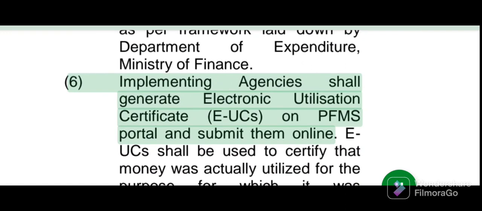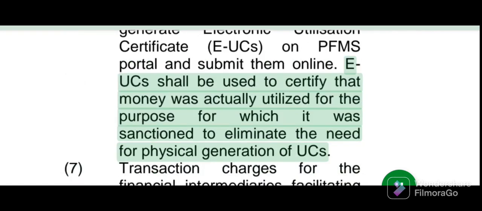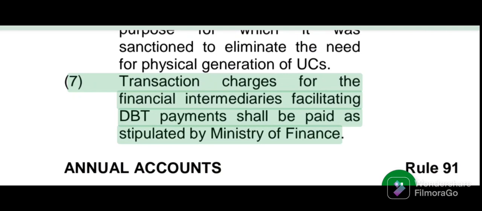6. Implementing agencies shall generate electronic utilization certificate on PFMS portal and submit them online. EUCs shall be used to certify that money was actually utilized for the purpose for which it was sanctioned to eliminate the need for physical generation of UCs. 7. Transaction charges for the financial intermediaries facilitating DBT payments shall be paid as stipulated by Ministry of Finance.